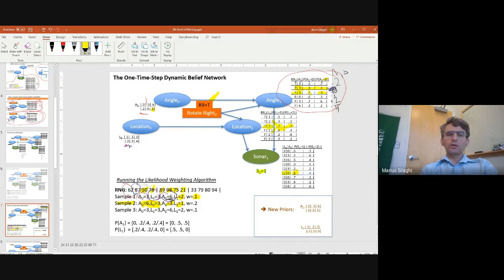And the sonar tells us that sonar value 1 for the pair of angle 1 equals 3 and location 1 equals 1. So location 1 equals 1, angle 1 equals 3 is this row over here. And we know that sonar is 1, so 0.2 is the right weight. Okay, clear?